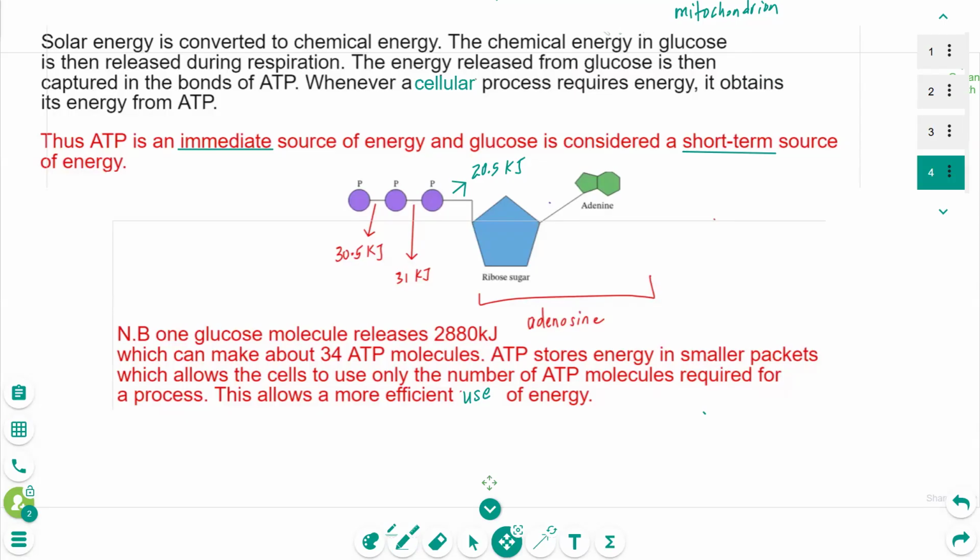We're actually going to talk about, in a moment, and compare ATP's features as compared to glucose as an energy source.